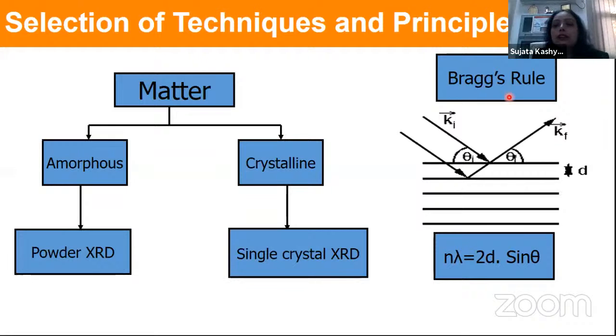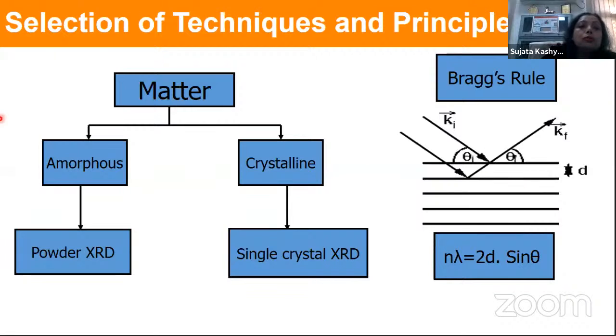From the beginning, in graduation or PG, we have studied n lambda is equal to 2d sine theta, where n is any integral number, lambda is the wavelength, d is the distance between the two planes, and theta is the angle between the incident ray and the plane. Only if they satisfy n lambda equals 2d sine theta will it diffract.